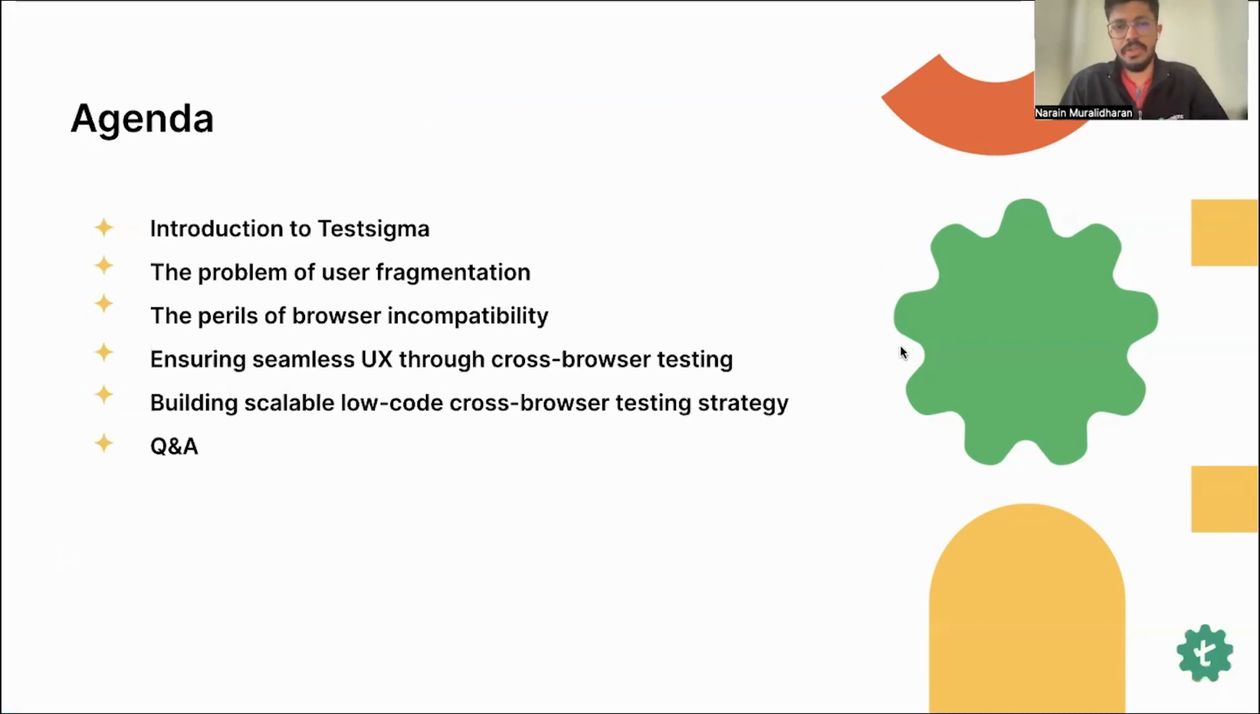Let's start. So this is the agenda for the webinar. We'll be quickly introducing Testsigma because there are some new names. I'll quickly spend like 2 minutes on that, not more than the promise. I'll then touch upon user fragmentation and why it's very important for us to look at browser compatibility. I'll be showing some stats, and we'll then look at how to ensure seamless user experience across various browsers. And then finally, we'll talk about how we can build a scalable strategy to do this. And finally, like I said, we'll do a Q&A where my colleague Shubhangi will be helping me take the questions.